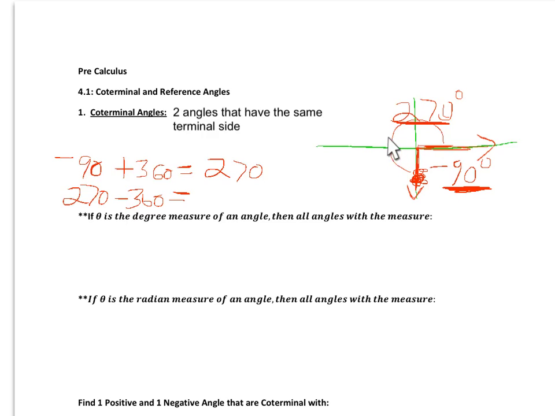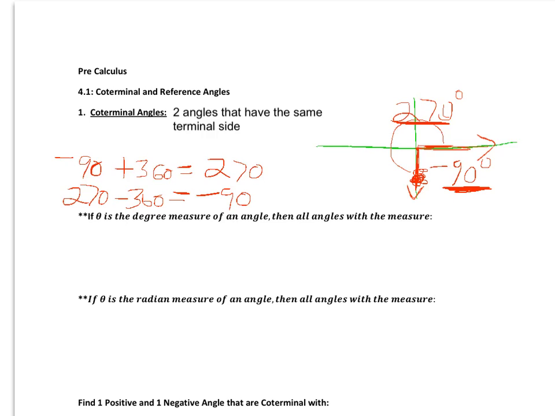Well, it doesn't really matter. If you subtract 360, you go all the way around, you still end up at the same point. When you subtract 360 from 270, it gives you negative 90. All we did was keep going around and around in a circle. It doesn't matter which way you go. If you keep going around a circle 360 degrees, whether you go clockwise or counterclockwise, you end up at the same point, so you're always at a coterminal angle, which shares the same terminal side.